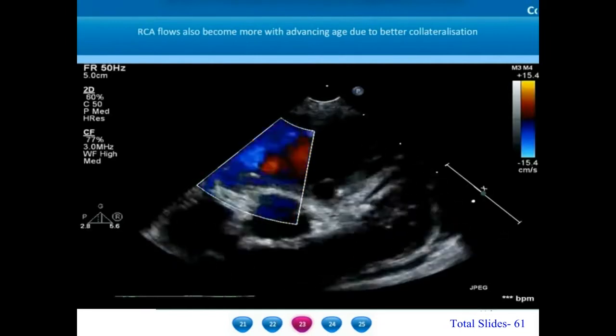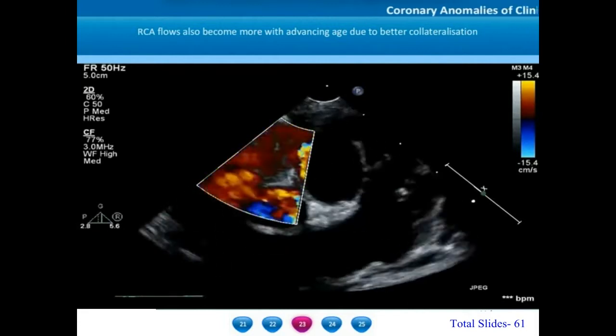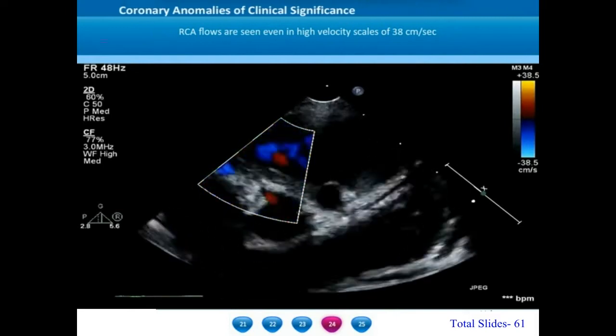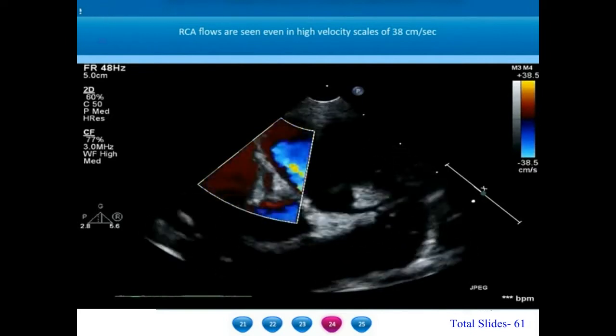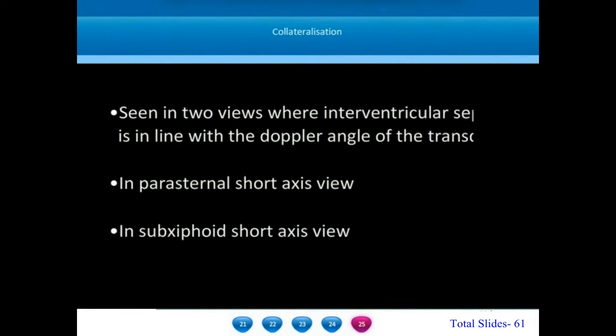The right coronary artery flows become more and more prominent with advancing age due to better collateralization. You can see that the RCA flows are seen even in high velocity scales of almost close to 38 centimeters per second. When we talk about the collateralization from the right coronary artery into the left system, this can be seen in two different views where the interventricular septum is in line with the Doppler angle of the transducer. So it can be seen in parasternal short axis view of the interventricular septum and in subxiphoid short axis view of the interventricular septum.